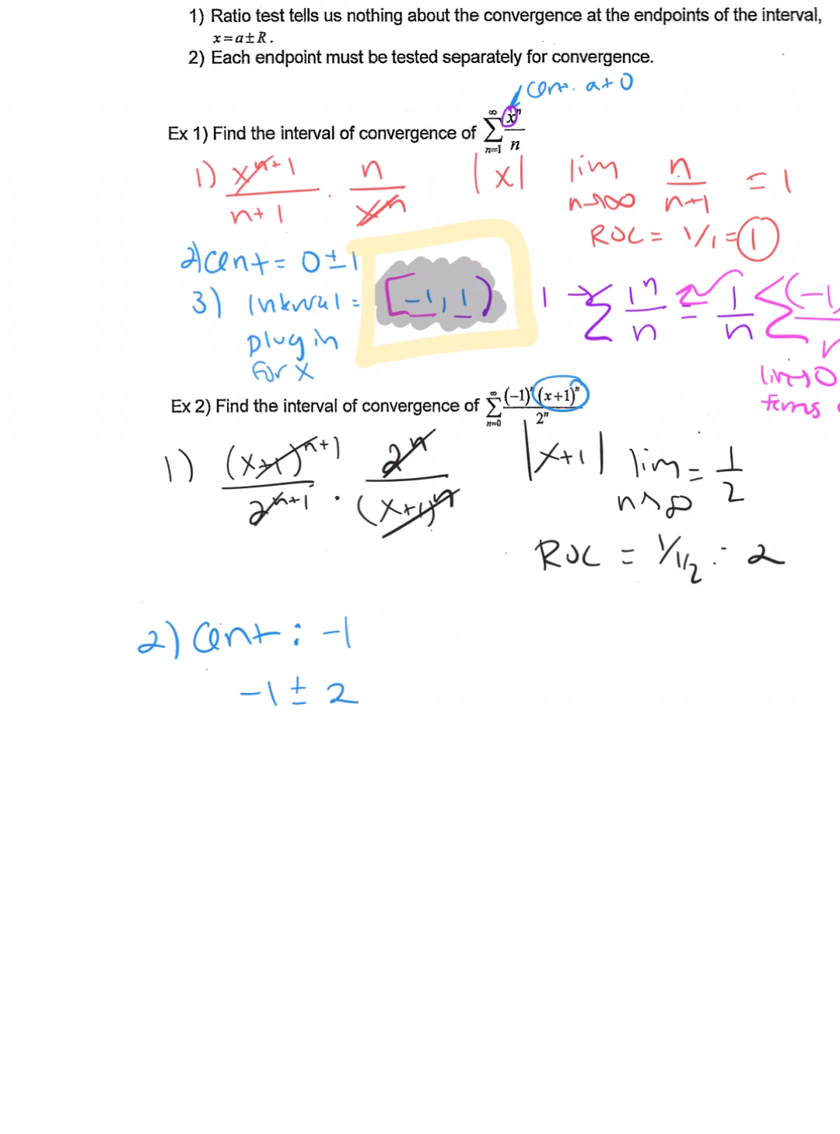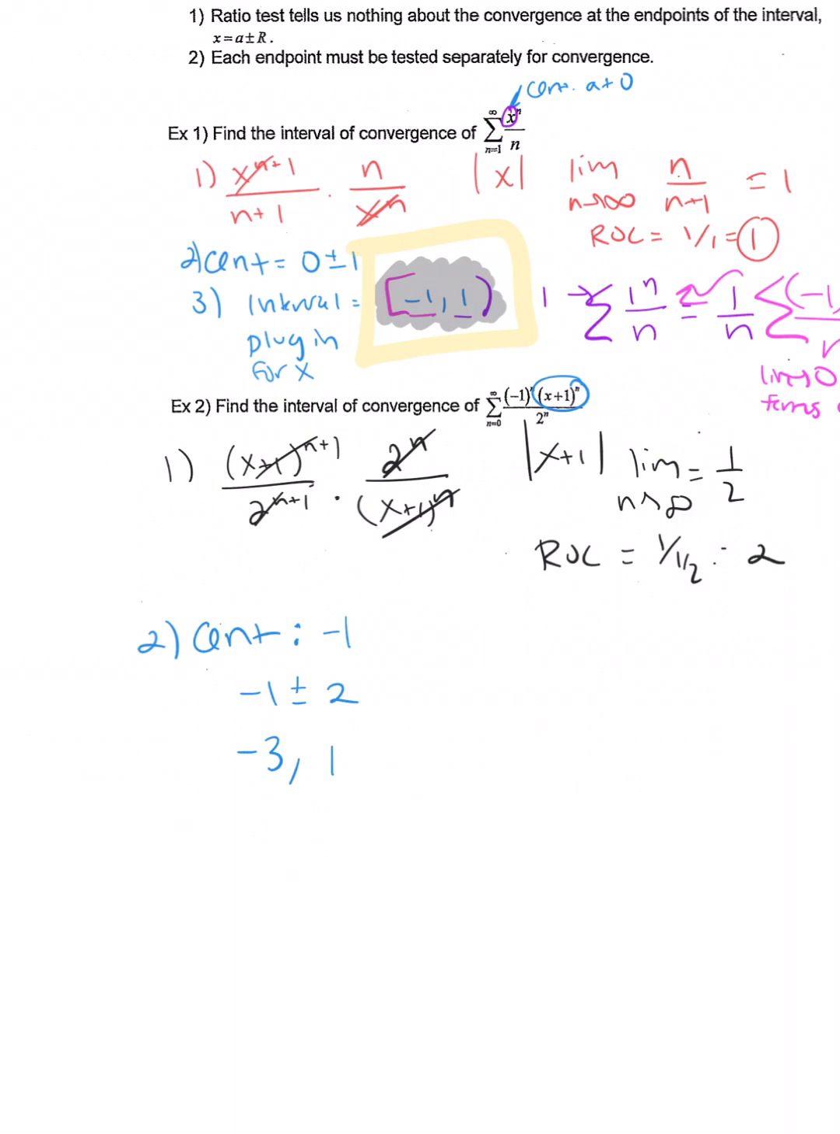So -1 minus 2 is going to be -3, and -1 plus 2 is going to be +1. So we're going from -3 to +1. Now we have to test both of those endpoints, so let's go ahead and plug that stuff in.